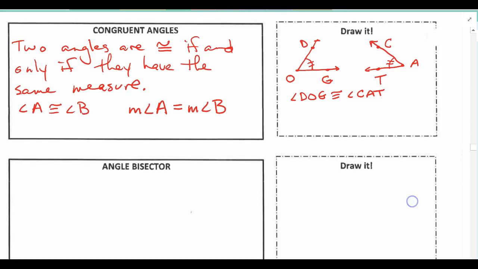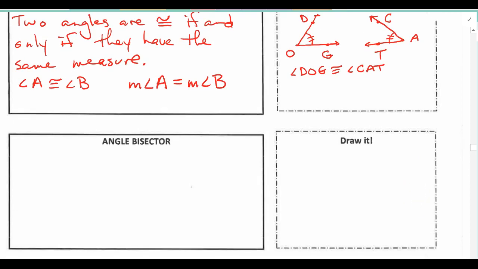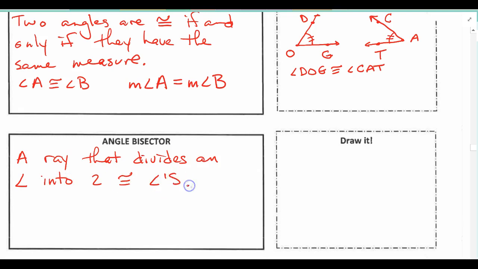Now, another way that we can create congruent angles is with an angle bisector. An angle bisector is a ray that divides an angle into two congruent angles. You notice I like to use symbols as much as possible because it shortens things a little bit.